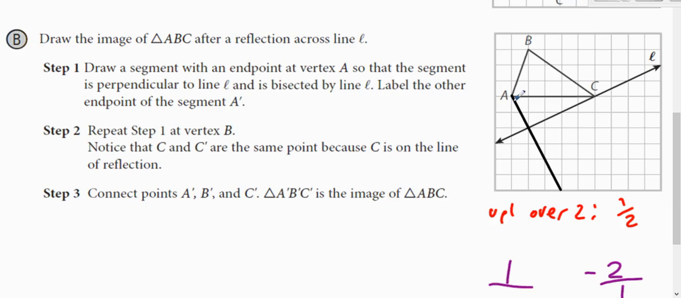So you can count this if you want. It needs to go down 2 and over 1. So it's going to go down 2 and over 1. That's where A is going to end up, the same distance away. Down 2 over 1 to get to the line, down 2 over 1 more to get to the image, A prime.